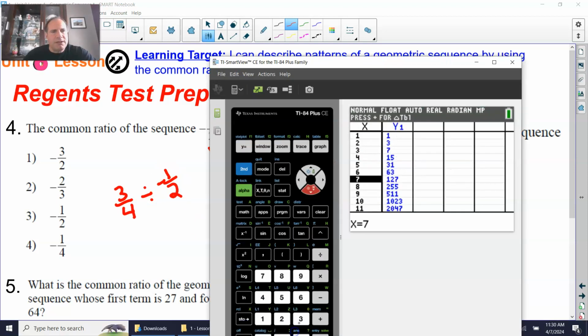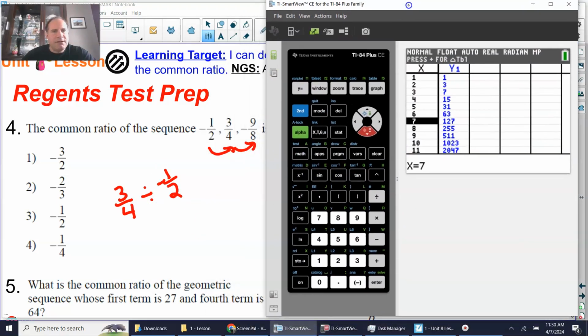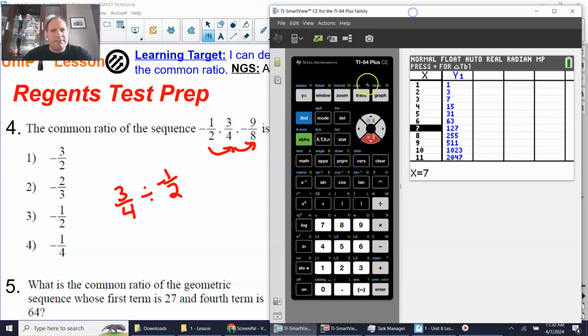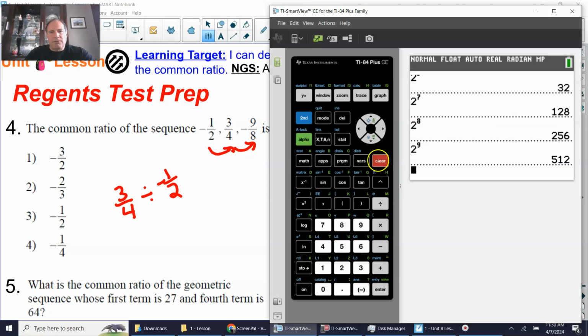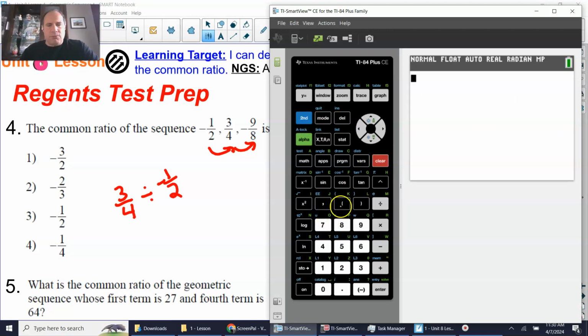Right? Grab your calculator. See a pattern here. You could definitely see that we need the calculator, and it's easiest to use the calculator all the time for every single question. So we have alpha x. We're going to divide that by 3 over 4. And we're going to divide that. We press division. And negative 1/2.